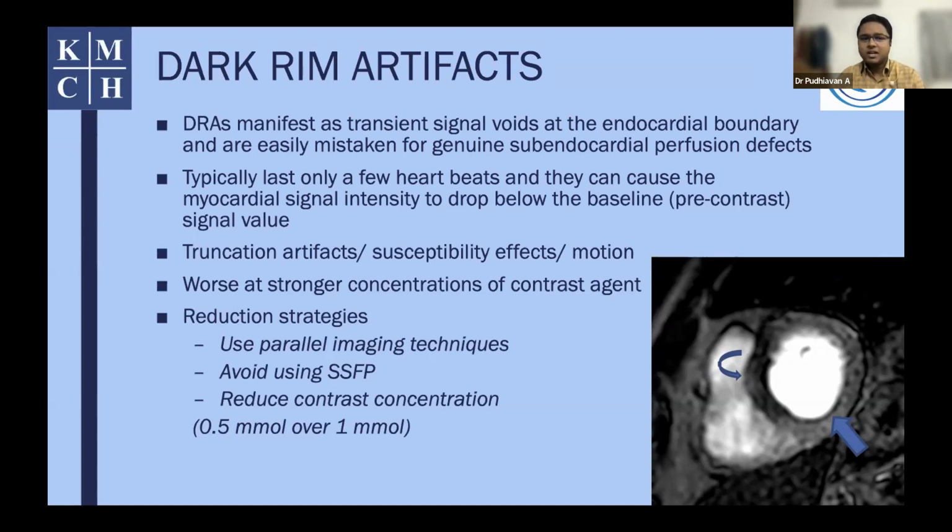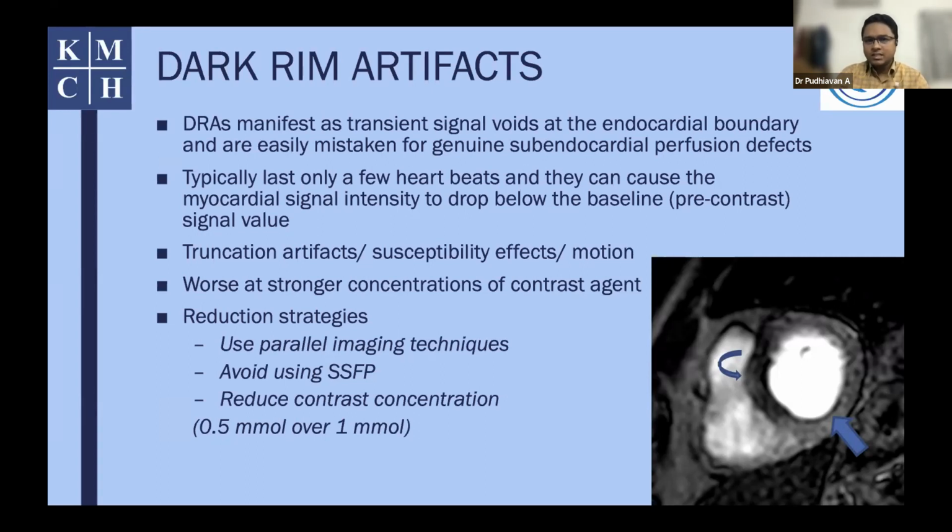And these dark rim artifacts are worse at stronger concentration of the contrast agent. So there are certain ways to reduce these artifacts. One is by using parallel imaging techniques. Avoid using SSFP sequence because they are more prone to susceptibility effects, and reduce the contrast concentration. So that's why I told you that it is better to use a 0.5 millimole contrast agent over a 1 millimole contrast agent, especially when you're doing perfusion imaging.